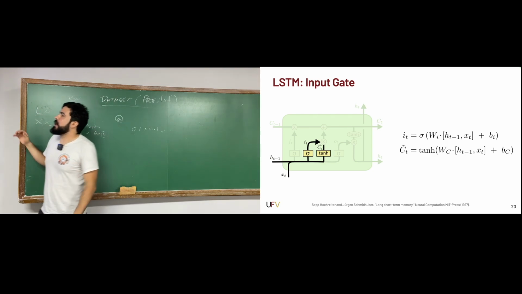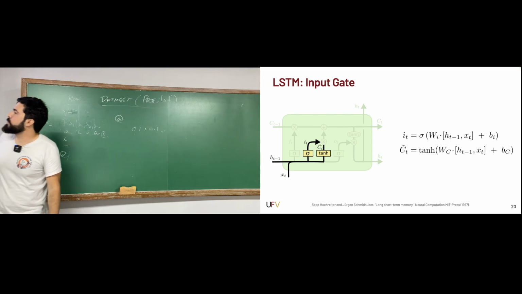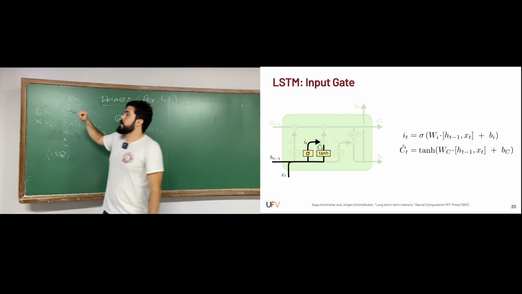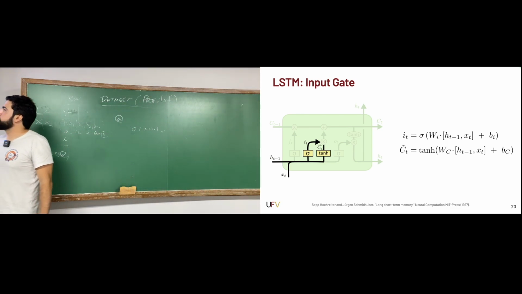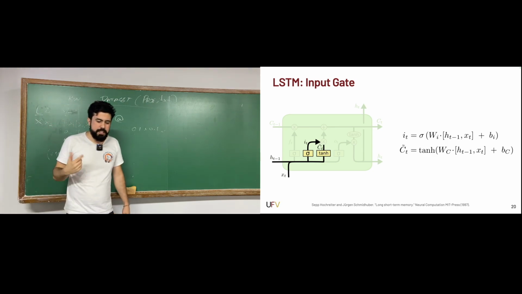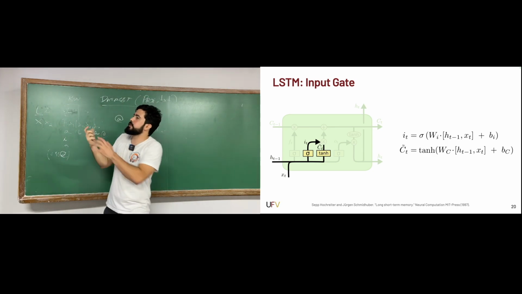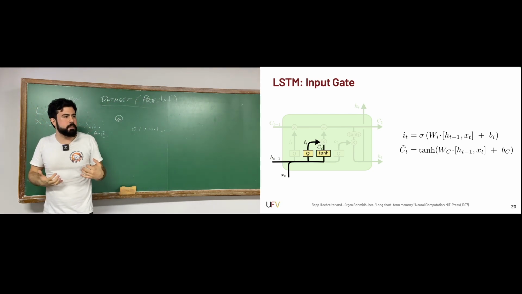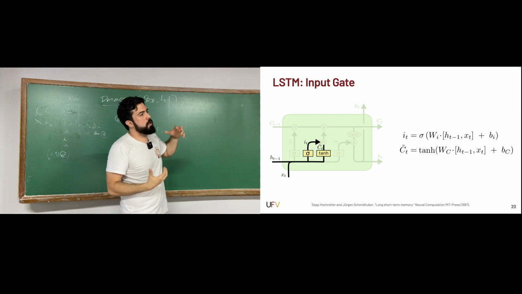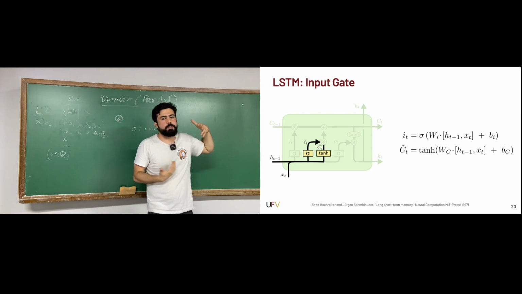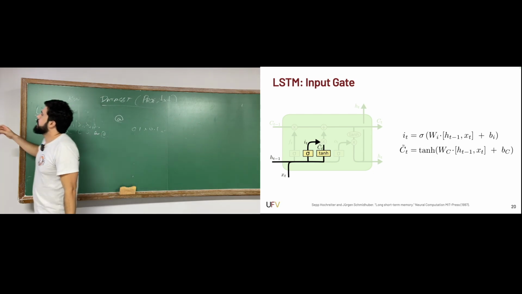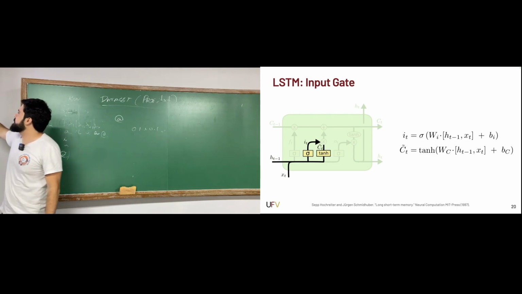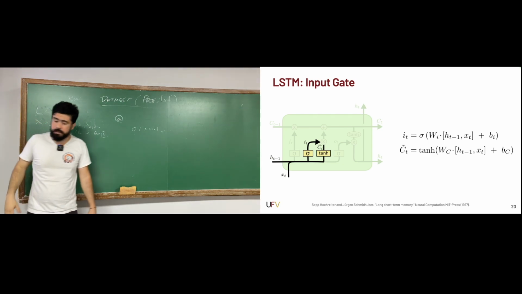And what is this state? Now we have what we call a C state. And we use this tilde mark there to indicate that this C tilde is a candidate state. So we're going to produce what we call a possible candidate to be my future state. And again, this is the same thing, W_C multiplied by h_{t-1}, x_t plus b_C. But now we are using a tanh, okay?